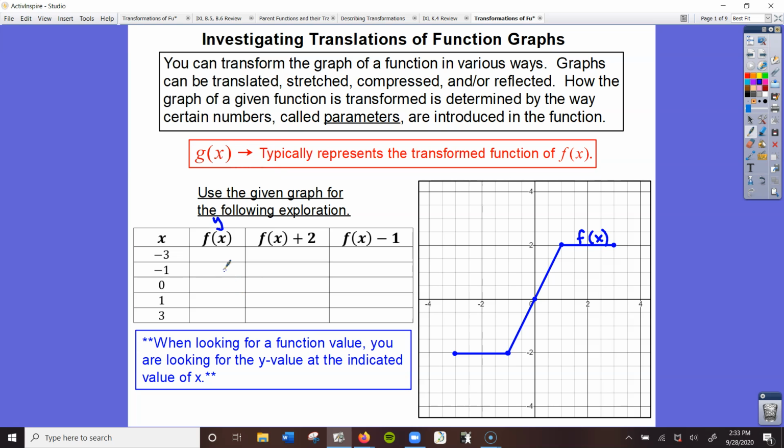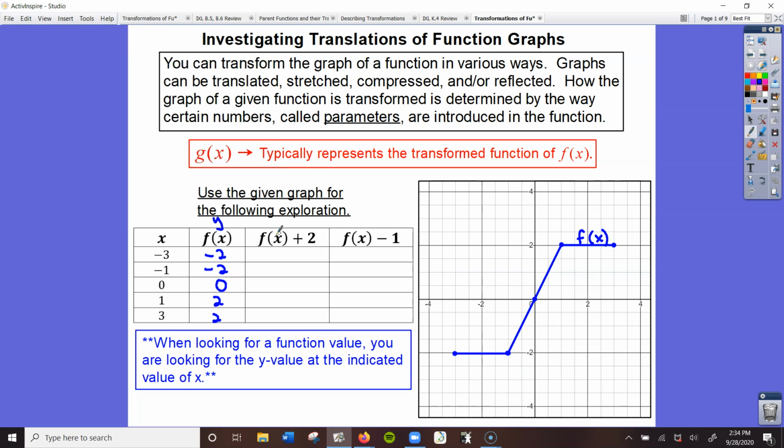So first let's find these y values. So when x is -3, the y value is -2. When x is -1, f of x is also -2. For f of 0, because that's function notation, right? So once again, when you have an x value and you put it in function notation, f of 0 would mean I want to know the y value when x is 0. So f of 0 is also 0. F of 1 would be 2, and f of 3 would also be 2.